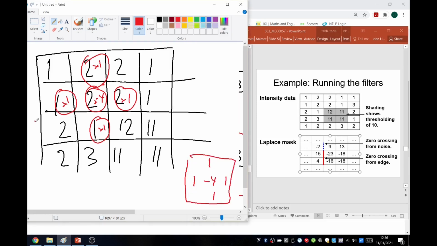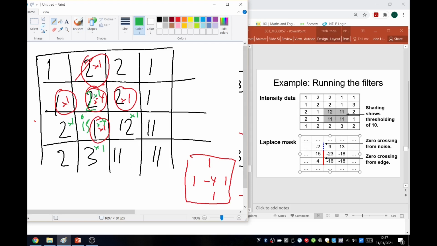If we do it again on the next square down, in green, this square here is going to be a 2 times 1, a 2 times 1, a 3 times 1, a 12 times 1, and a 1 times minus 4. So that is 2, 4, 7, 19, minus 4 is 15. So this value will be a 15, which again you can see over here. So that's how we work it out.